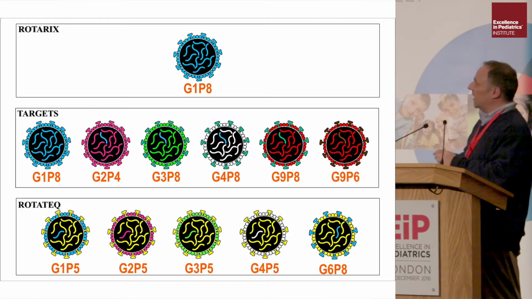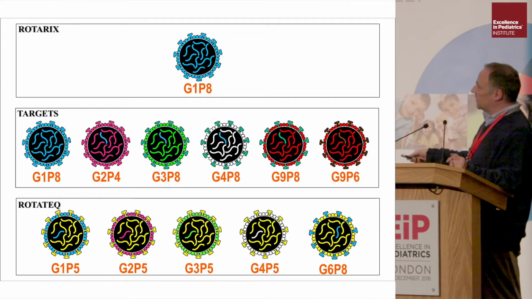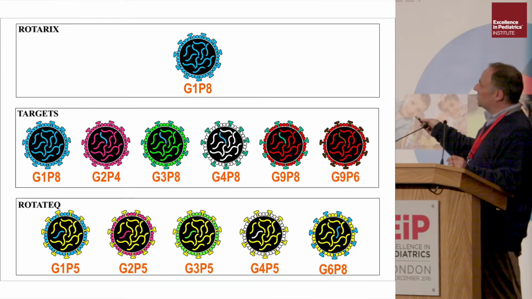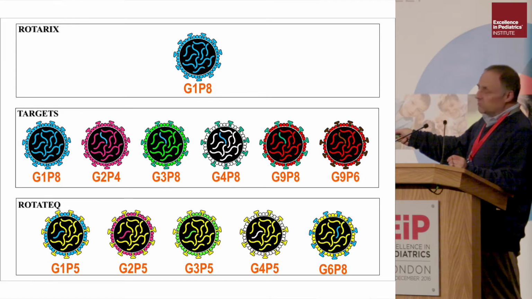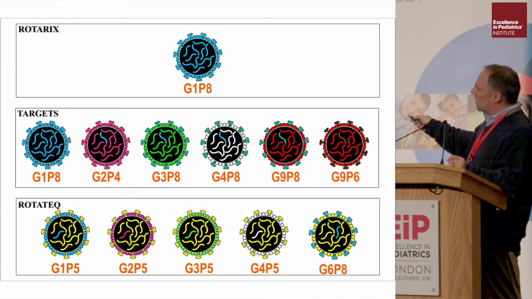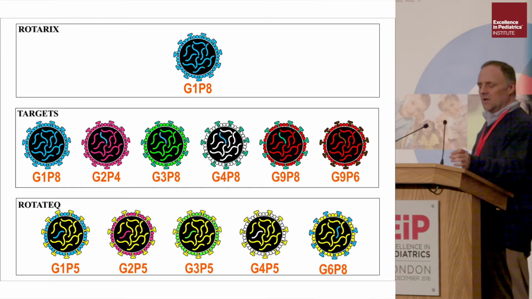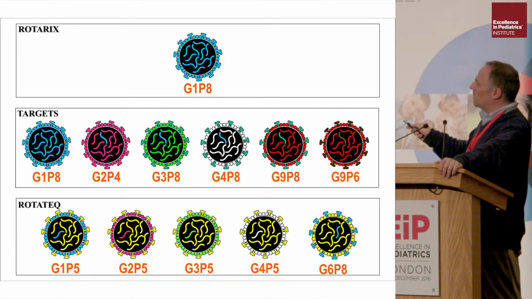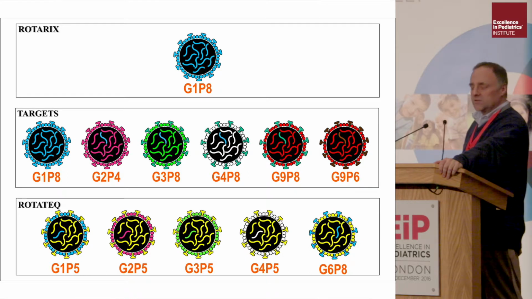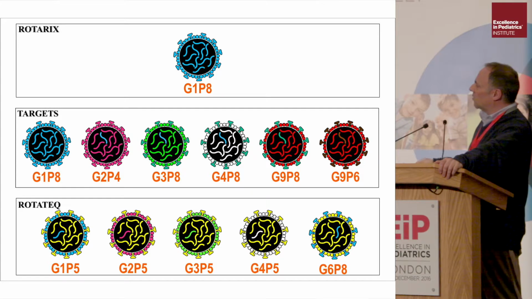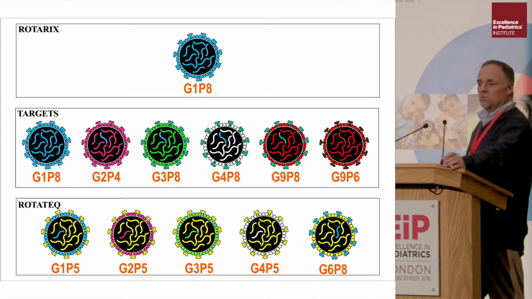So if you look at ROTARIX and ROTATEQ, and these are the viruses except G12, I should add G12, but that is also associated with P8, that are in there. You can see that most of the viruses that you're going to protect against are or contain the P8 except G2P4 and G9P6, which is more important in developing countries. ROTARIX has P8 in all of the particles in the live vaccine. ROTATEQ has P8, but it's diluted 1 in 5.